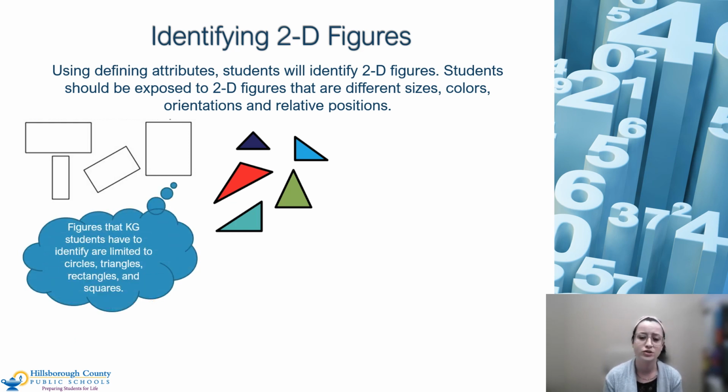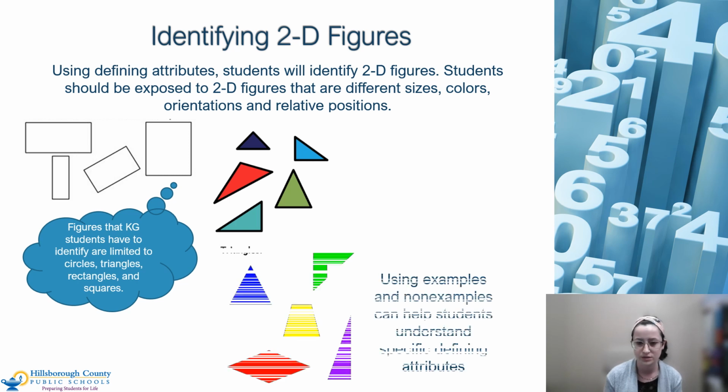In kindergarten, students are limited to having to identify circles, triangles, rectangles, and squares. That doesn't mean we can't use other figures in our instruction, but when we're thinking about what students have to do to be successful at this benchmark, they have to identify circles, triangles, rectangles, and squares.